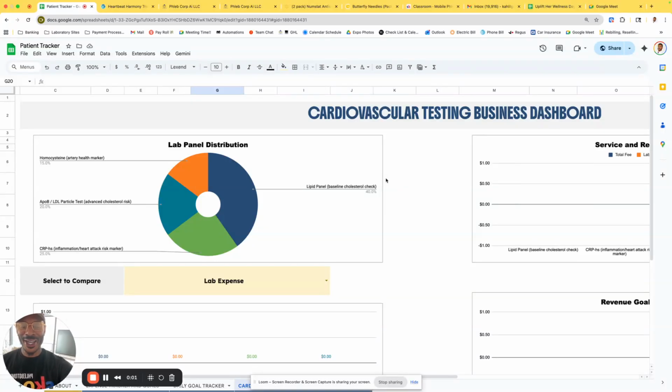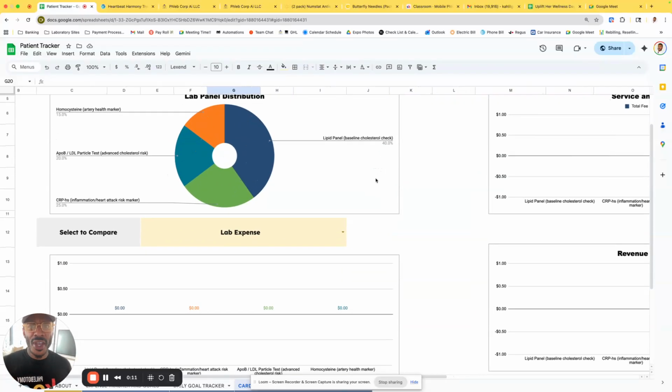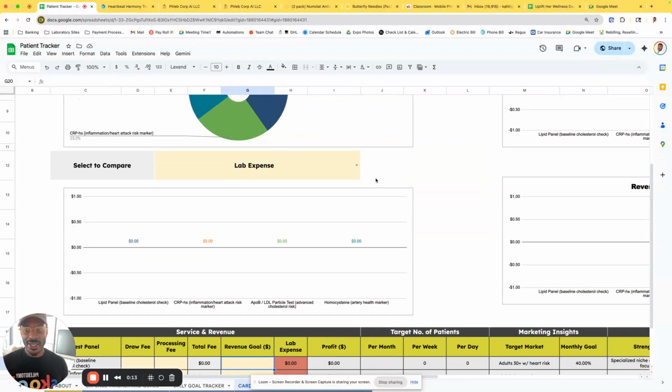All right, phlebotomist. If you're watching this right now, you want to make money with your mobile phlebotomy business, okay? Right now, what we're looking at is a tracker. Let's just say you're starting this mobile phlebotomy business from scratch. You have a niche, and it's going to be on cardiovascular disease, okay?